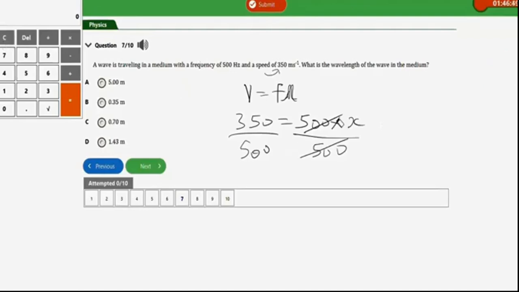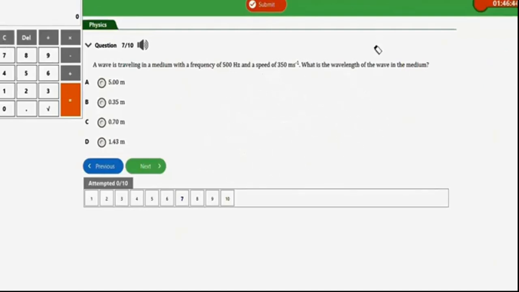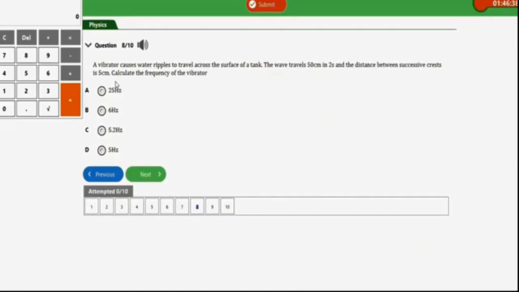Alright, so let's wipe this now and solve the next repeated question. Okay, so the next repeated question will be this question. It says a vibrator causes water ripples to travel across the surface of a tank. The wave travels 50 cm in 2 seconds, and the distance between successive crests is 5 cm. Calculate the frequency of the vibrator.